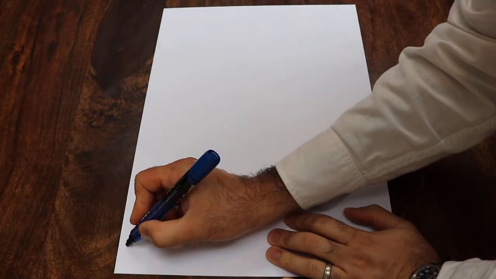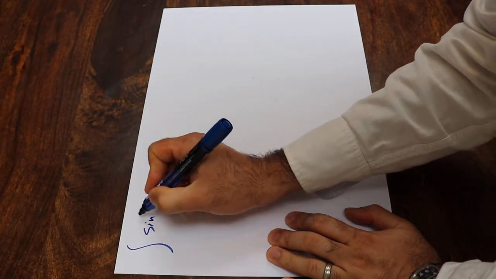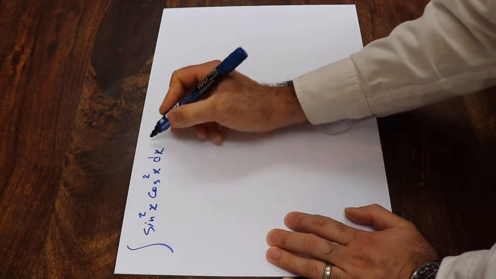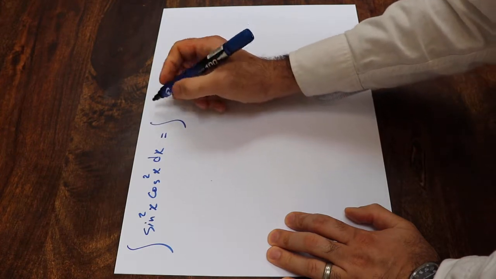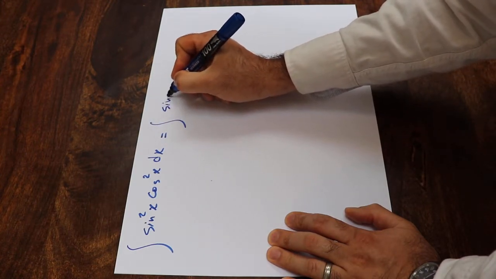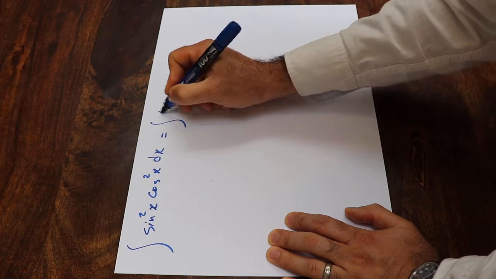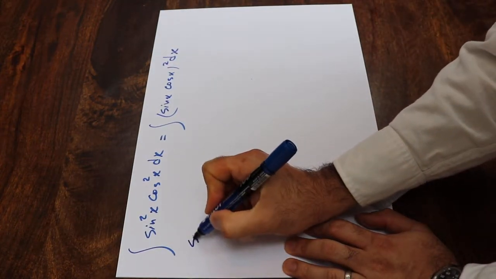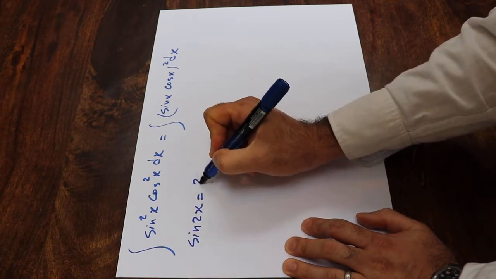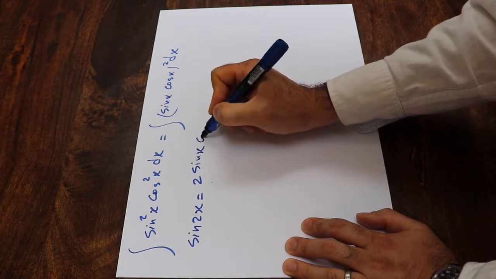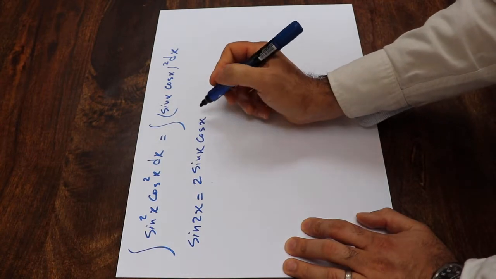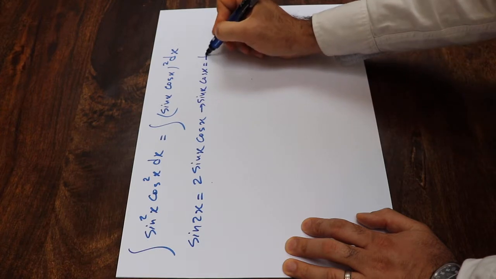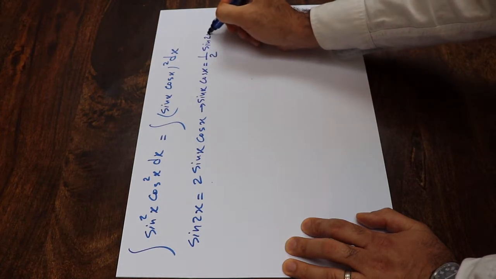Hello, today I'm going to show you how to calculate the integral of sine squared x cosine squared x dx. You can rewrite this integral as the integral of (sine x cosine x) to the power of 2 dx. From trigonometry we know that sine 2x is equal to 2 sine x cosine x. In other words, sine x cosine x is equal to 1 divided by 2 sine 2x.